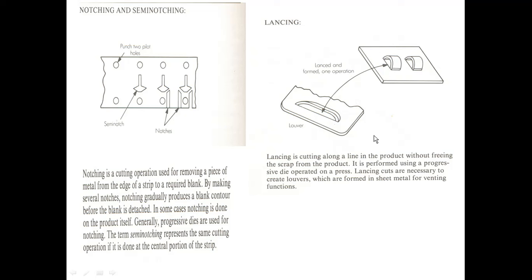So if you have observed the metallic windows of the train, you can find such type of louvering process carried out on those particular windows.